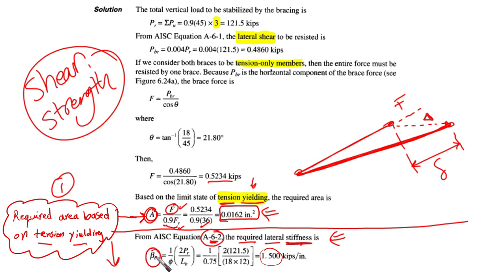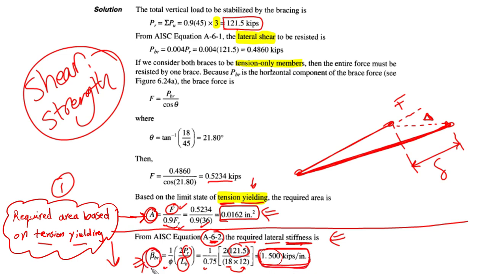Beta BR equals 1 over phi times 2 P r over L_b. L_b is the unbraced length for the column, which is 18, and we multiply by 12 for the conversion from foot to inch. Phi is 0.75. P_r is 121.5, which is the total vertical load to be stabilized. Based on this, beta BR is going to be 1.5 kips per inch.